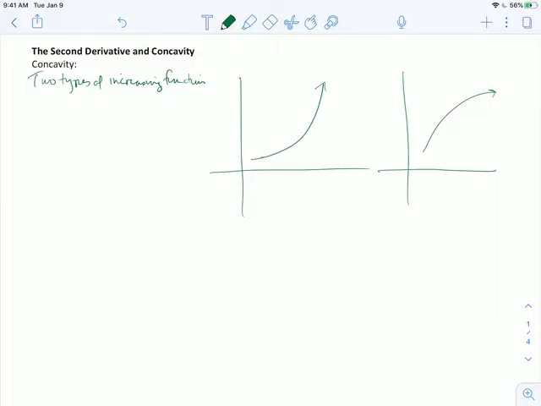And so let me notice this, that what's happening is if I read left to right on this function, slopes are increasing. They're positive and they're getting more positive as I read left to right. Whereas on this graph, as I read left to right, slopes are decreasing. So they're positive, but they're becoming less positive as I read left to right.